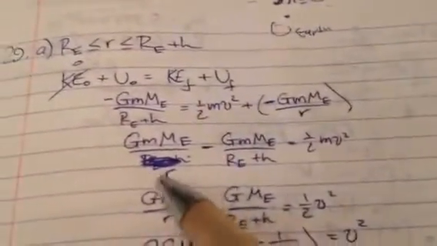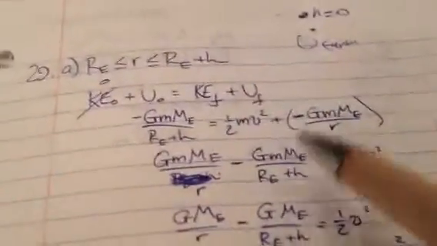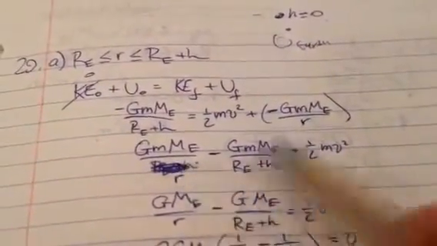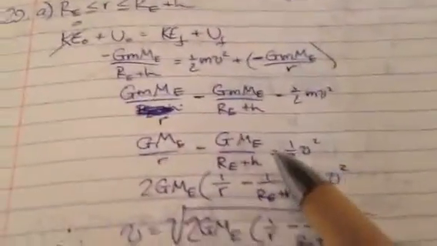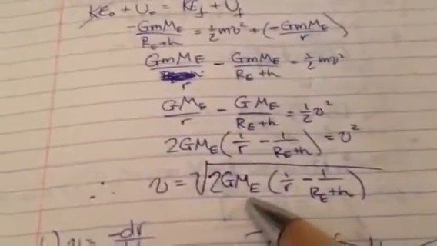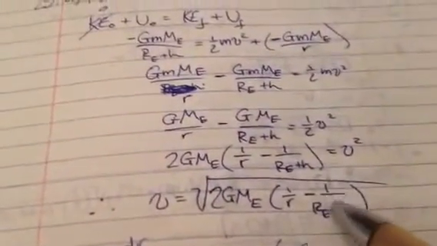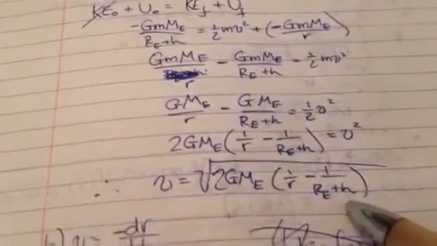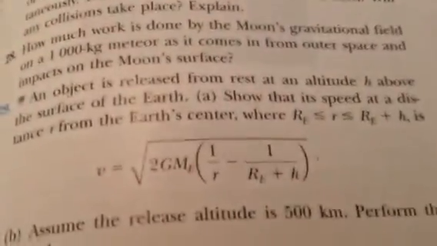Okay, so then we just isolate. Once we know that, the problem becomes more straightforward, and we just isolate v with some algebra, and we get the square root of 2 G M_E times (1 over r minus 1 over R_E plus h). So that is exactly what we should be getting here. Okay, and then I screwed up a lot in part B, but I will show you how to do it nonetheless. So I had to flip the page over.